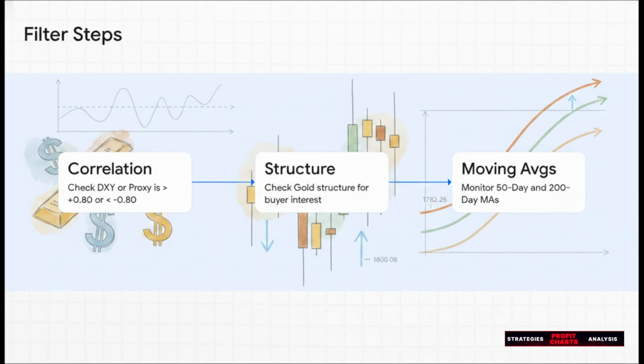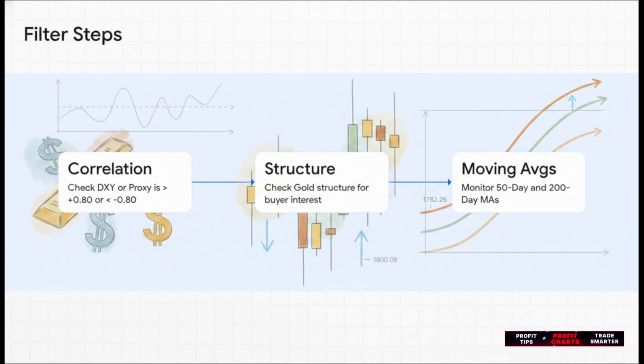Step 1. You check the DXY or your proxy pairs. Ask yourself, is the correlation greater than positive 0.80 or less than negative 0.80? If yes, green light. Proceed. Step 2. Check the actual gold market structure. You're looking for clues like those long lower wicks we just talked about.